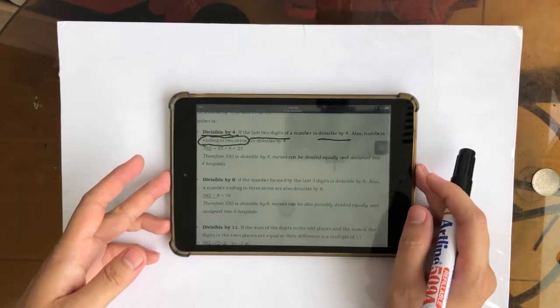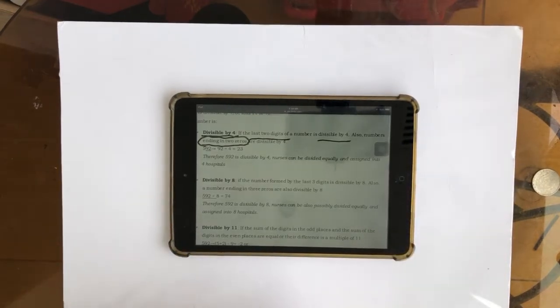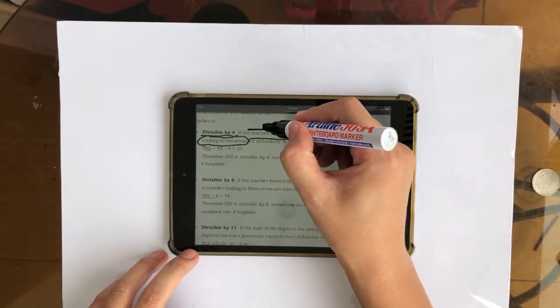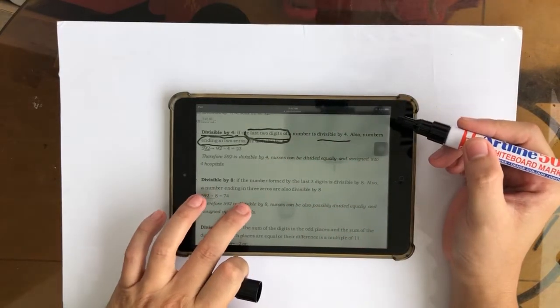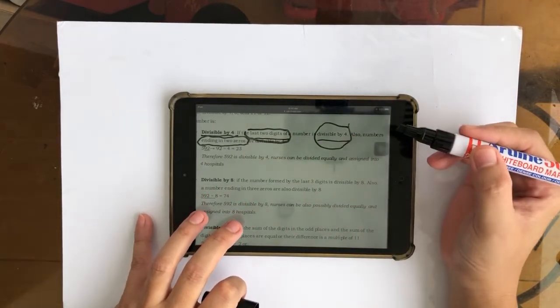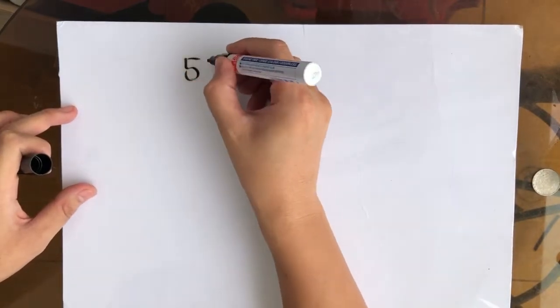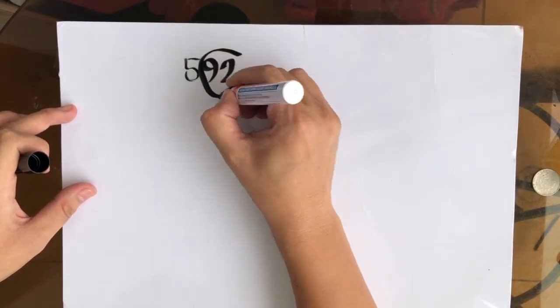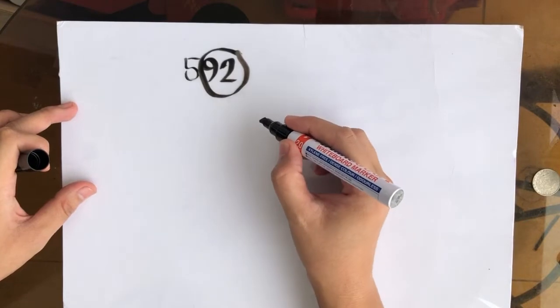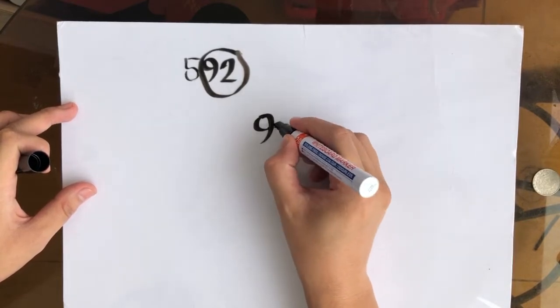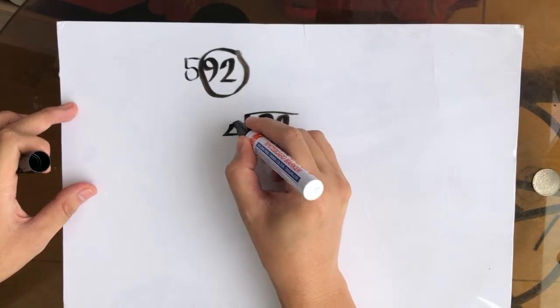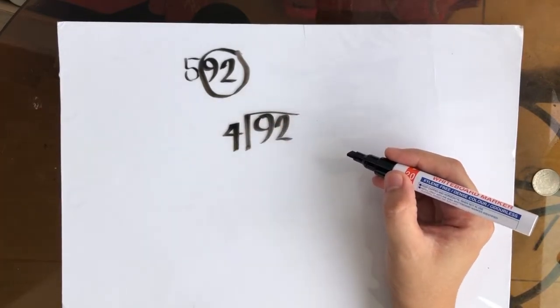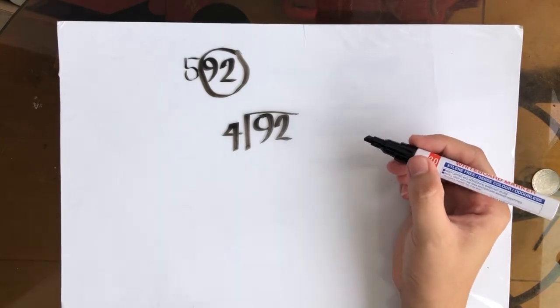So, let's try to find out if the number 592 is divisible by 4. So, tandaan ha, kailangan daw ang last 2 digits ay divisible by 4. So, kunin lang natin yung last 2 digits, which is the number 92. So, kailangan, if we're going to divide that, 92 divided by 4, that should be equal, or ibig sabihin, wala tayo magiging remainder. So, let's try to divide.